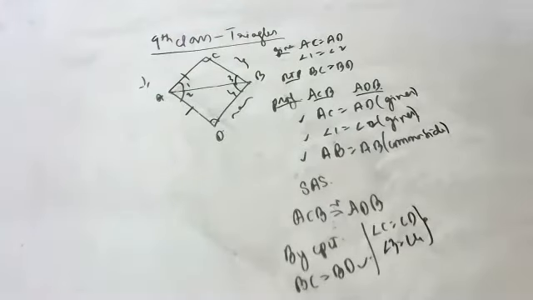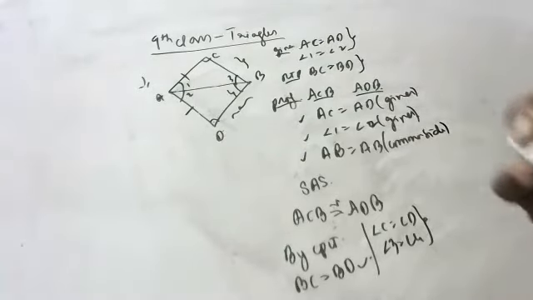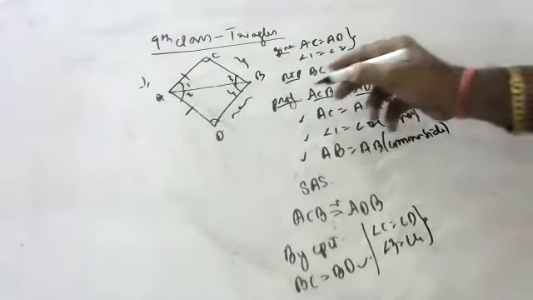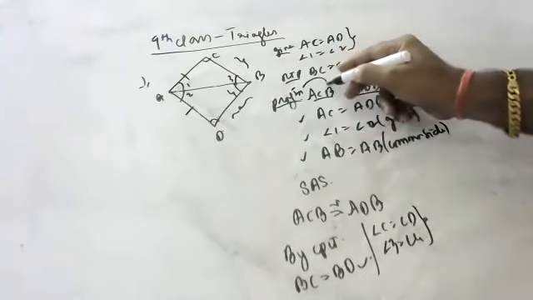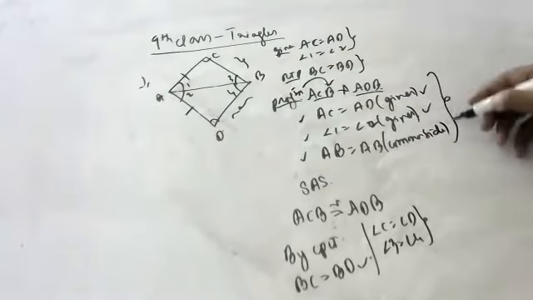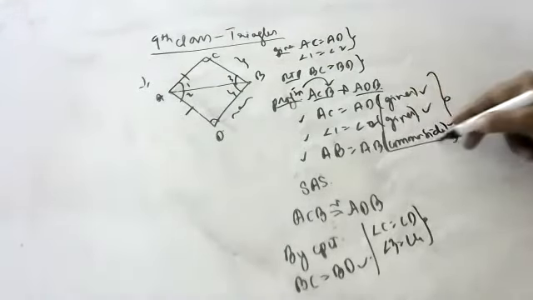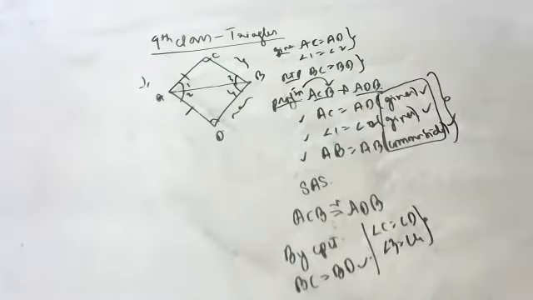So like this, you have to do, children. Whenever any question comes, you have to write given, you have to write required to prove. If any construction is needed, you have to write the construction, then you have to prove. In what triangles are you proving? In triangles ACB and ADB. These conditions are compulsory. Why are they equal? You have to write here, children. If you don't write this, you will not get marks. Be careful. This is the first question, children.